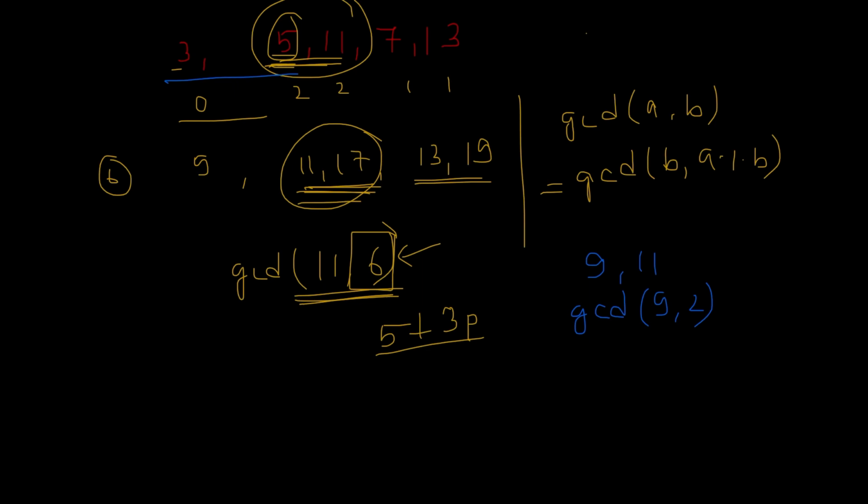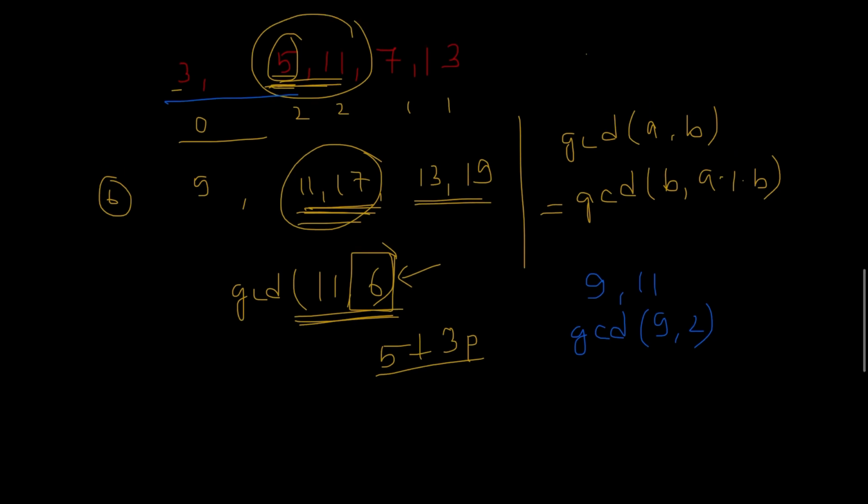2 is the difference between the original number 3 and 5. Now the difference between the original numbers was not a multiple of 3, because the remainders are different. But this number, this 3, was a multiple of 3.